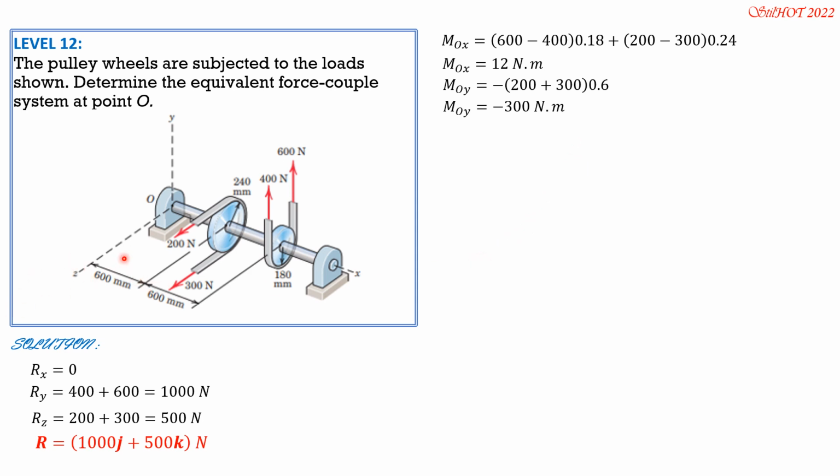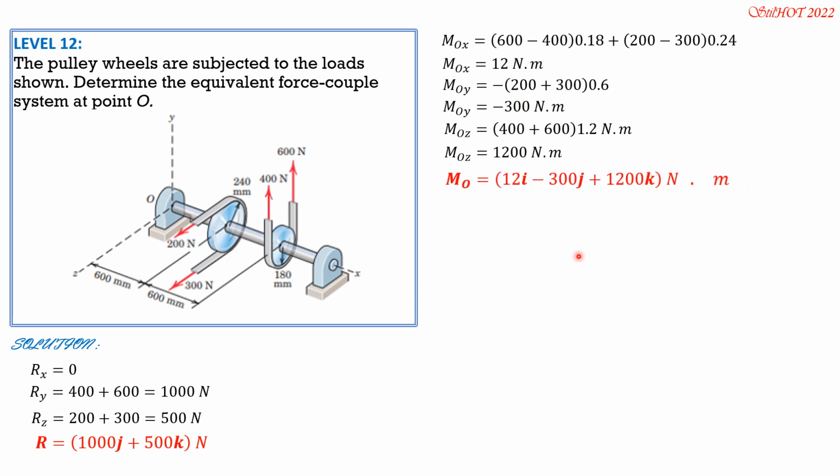Finally, MOZ. If this is your right thumb, the positive sense of moment would be in that sense. These two are parallel, so no moment. So 400 and 600 have the same positive sense of moment about z. So it is quantity 400 plus 600 times 1.2 meter, positive, equal to 1200 Newton meter. So in vector form, MO is 12i minus 300j plus 1200k Newton meter. So that's it.